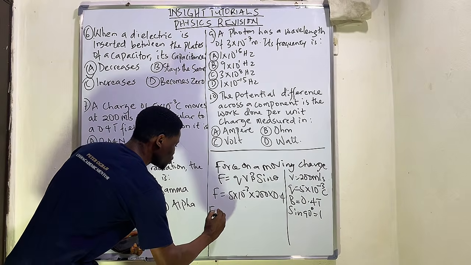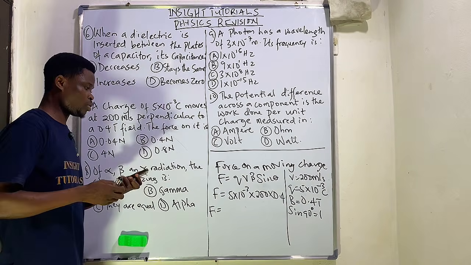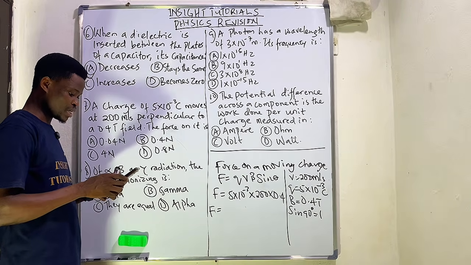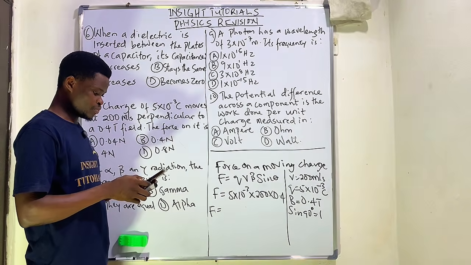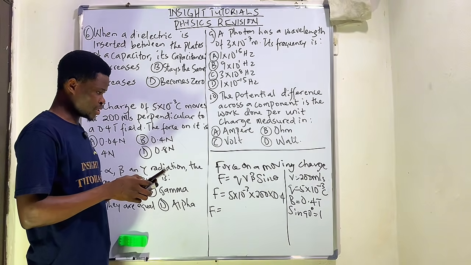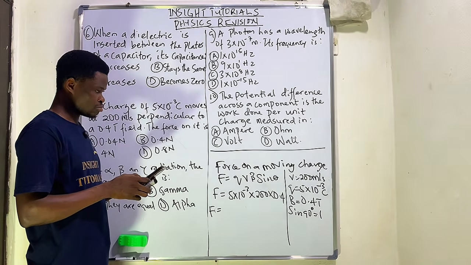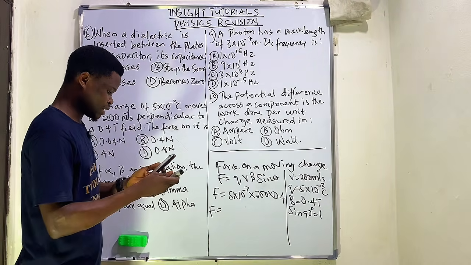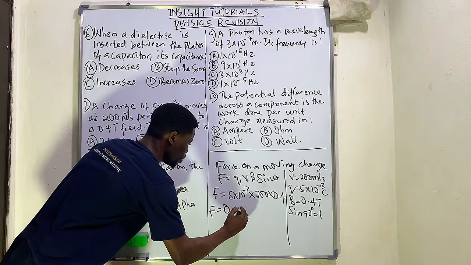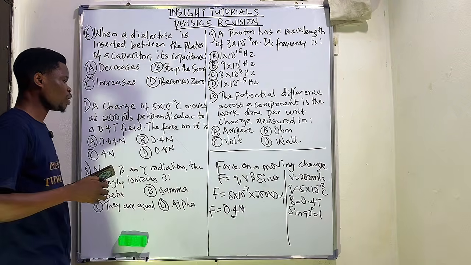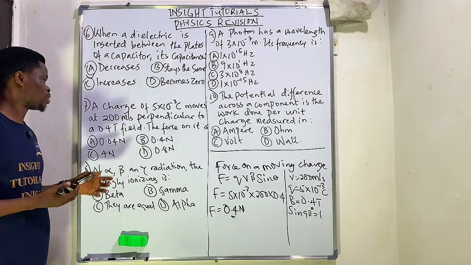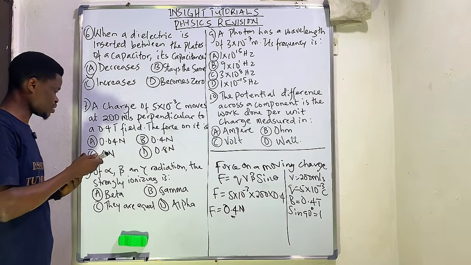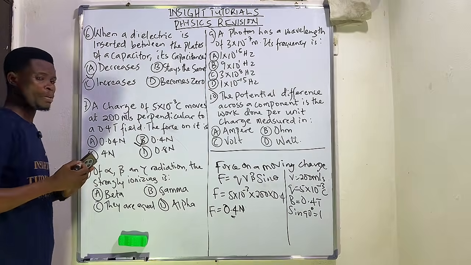So for the force, I'm going to punch my calculator and then get the final answer. So 5 times 10 raised to the power of minus 3, times 200, times 0.4. It happens that our final answer is 0.4 Newton. So that's actually the force that will be acting on this particular charge in the magnetic field if it moves at this particular velocity. So our answer is option B.